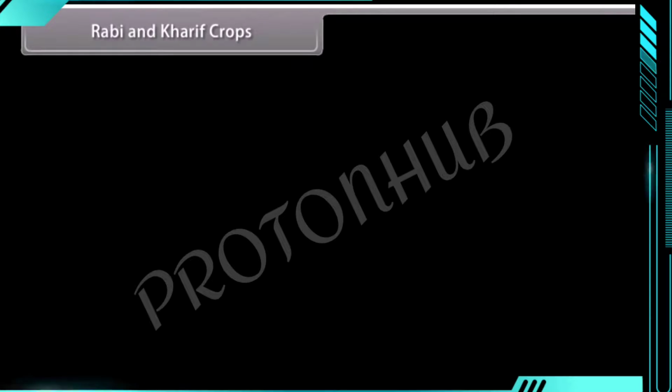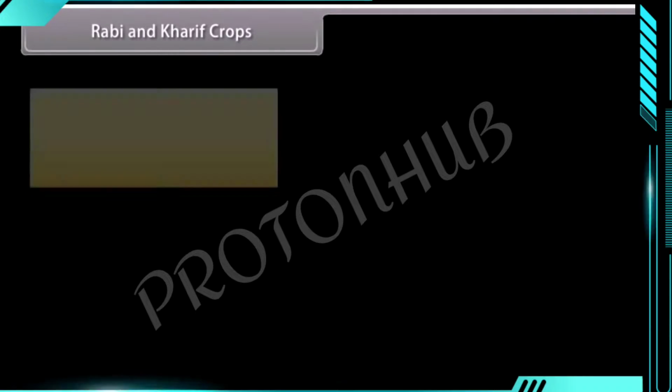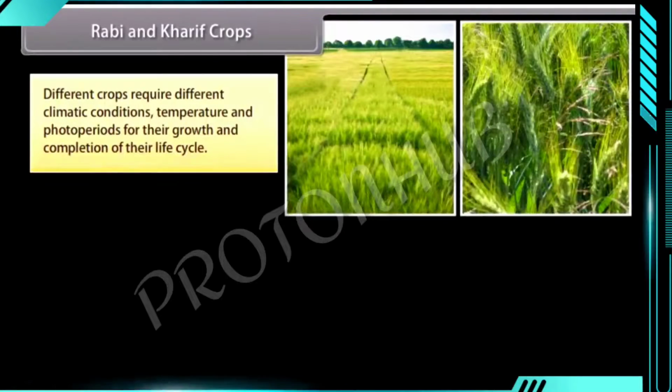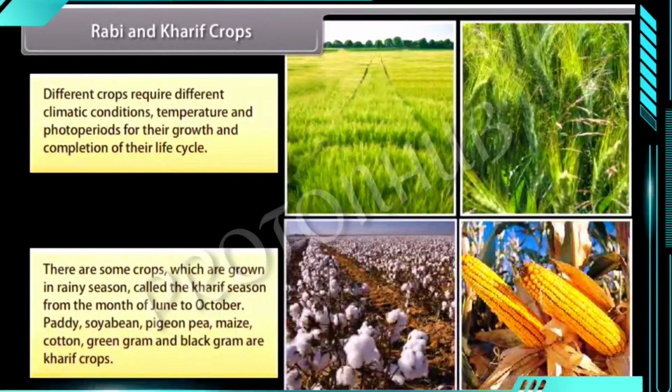Rabi and kharif crops. Do you know that different crops require different climatic conditions, temperature and photoperiods for their growth and completion of their life cycle? We have already studied that growth of plants and flowering are dependent on sunlight. There are some crops which are grown in rainy season, called the kharif season from the month of June to October.